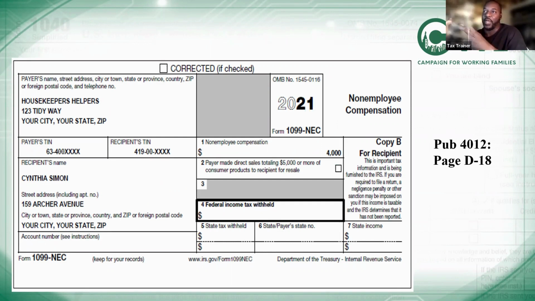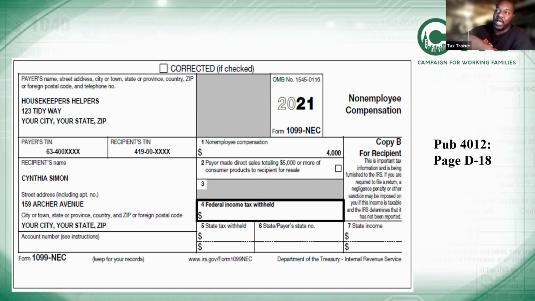This is a form that people will get that are self-employed. An Uber driver may get this because some of the money they make is commission money, and they may get paid on a 1099-NEC, or somebody that is self-employed and they're doing contract work for an organization.